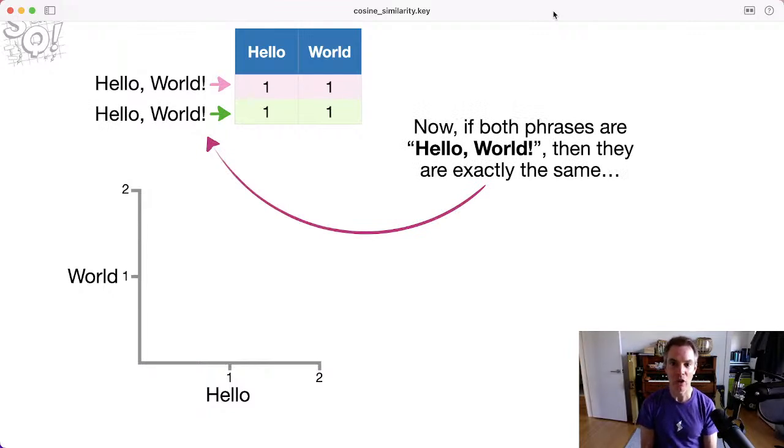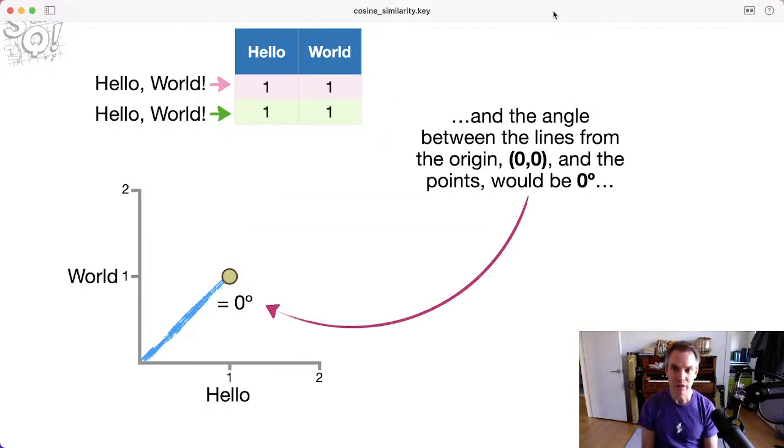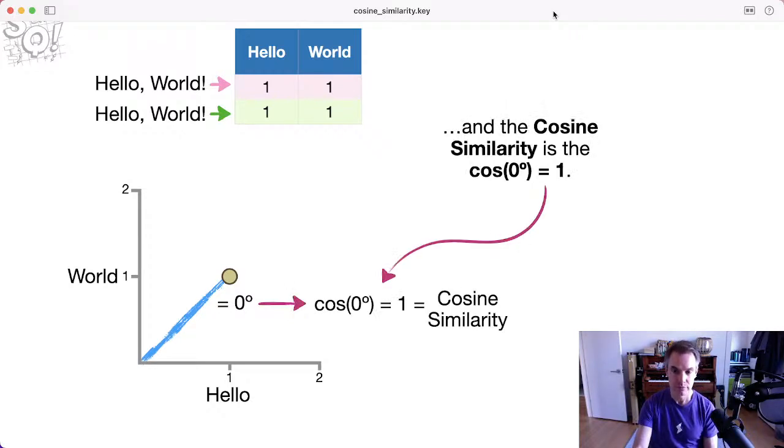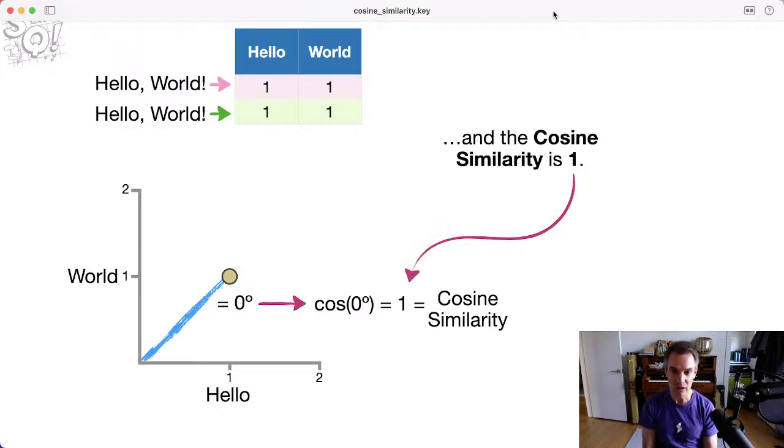Now, if both phrases are hello world, then they are exactly the same. And we end up plotting the dots that represent the phrases on top of each other, creating a kind of swampy green color. And the angle between the lines from the origin and the points would be 0 degrees. And the cosine similarity is the cosine of 0 degrees, which equals 1. So, when both phrases are exactly the same, the angle between them will be 0 degrees, and the cosine similarity is 1.